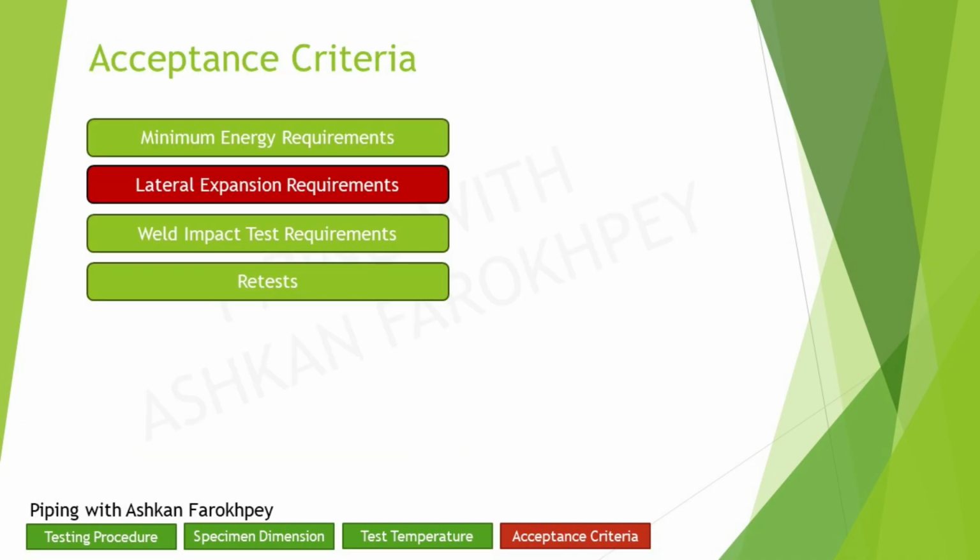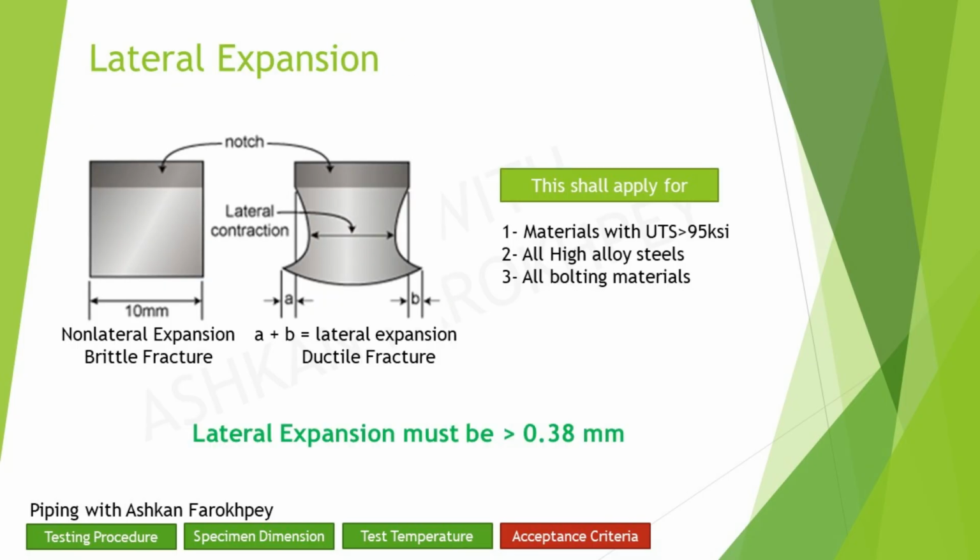The second subsection of impact testing acceptance criteria is the lateral expansion. As you can see, when a brittle fracture happens, the specimen dimensions are almost unchanged. But during the ductile fractures, some deformations happen inside the sample. According to what the code says, all the materials with UTS over 95 ksi, all high alloyed steel materials, and all bolting materials shall have lateral expansion not less than 0.38 mm.